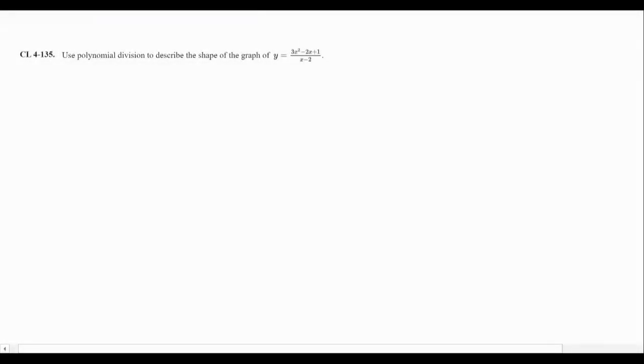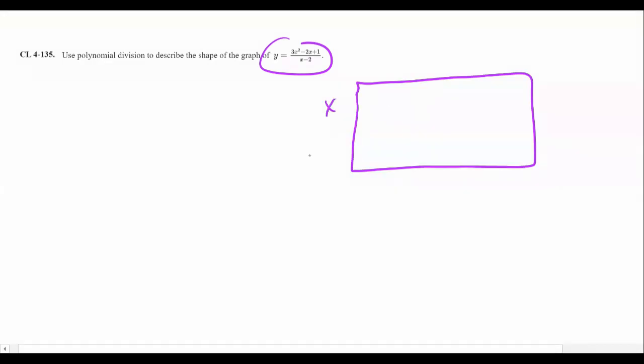Here we're asked to use polynomial division to describe the shape of the graph y equals... So polynomial division. First thing I'm going to do here, I'm looking at using the area model because I always think that's easiest. And then I need to multiply in to get these values here.